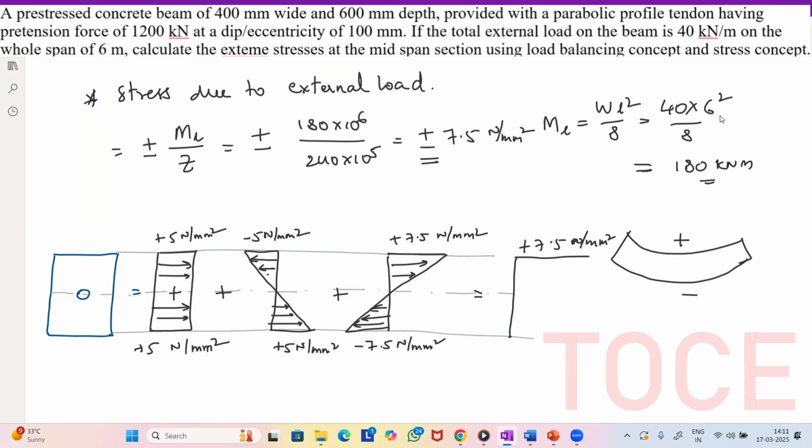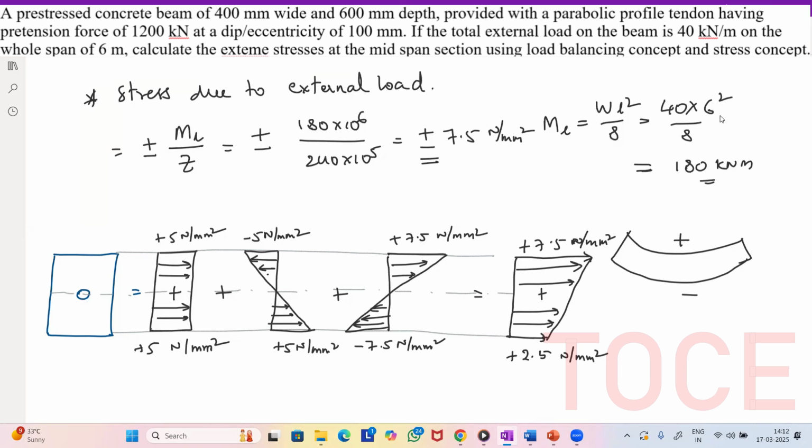It will be plus 2.5. So 10 minus 7.5 will be 2.5. So everything in plus, positive. That means compression. Okay. So this is how we can calculate the stresses using the stress concept. We all know this concept very well, right?